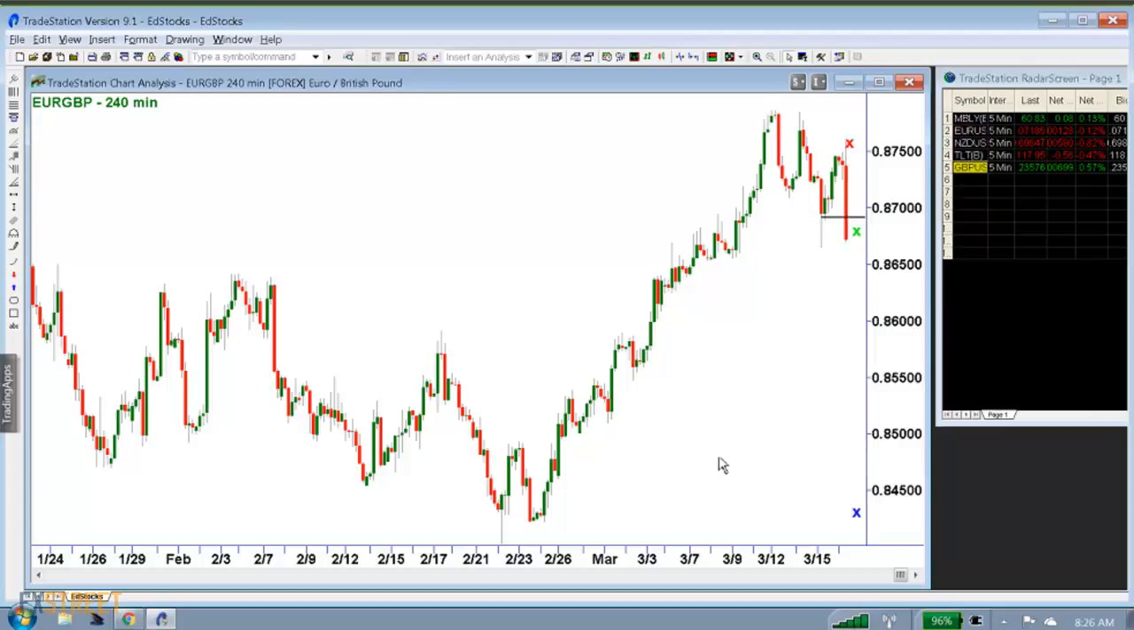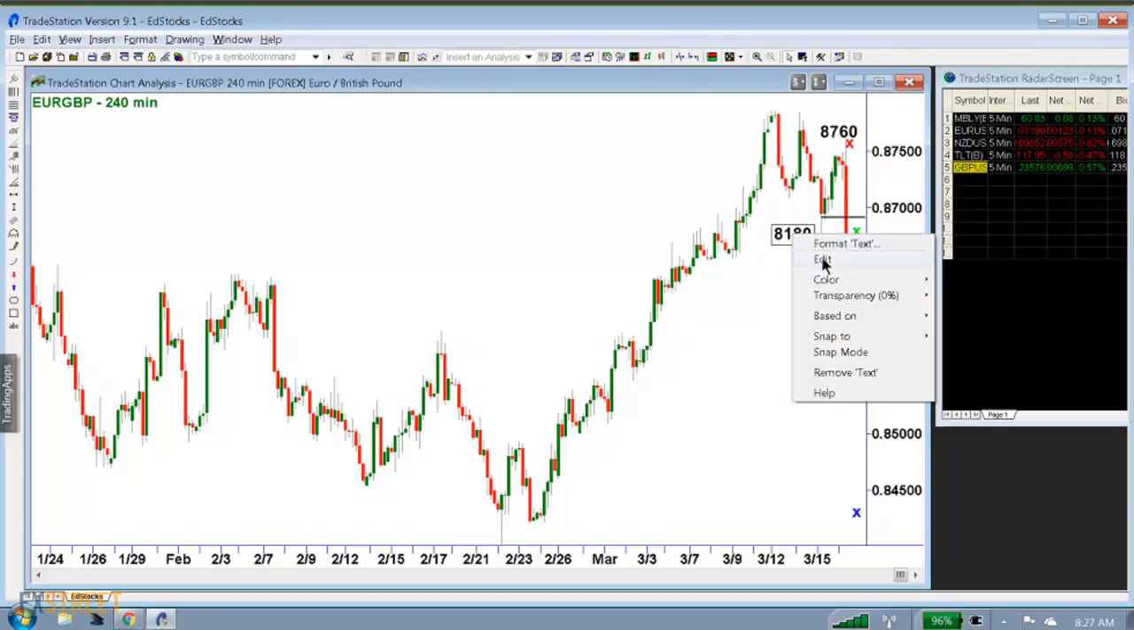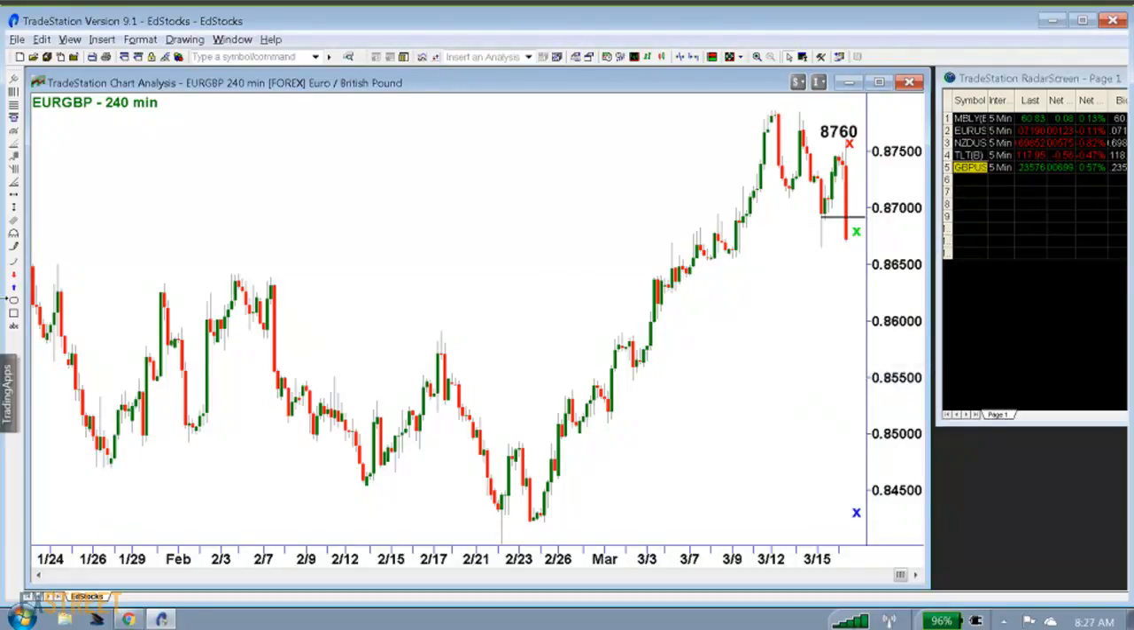And so let's put some numbers on this. 8180. And the stop is 8760. That's not 8180. 8760 is the stop. Entry was not 8180, it's 8680. Sorry, things are happening quick here.